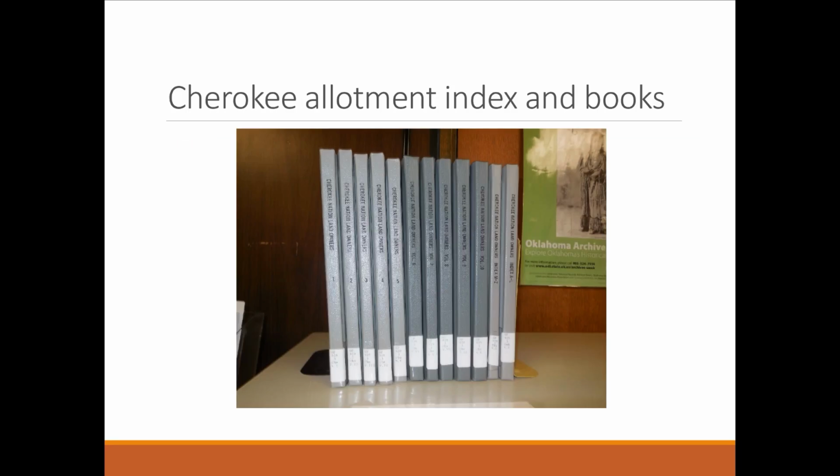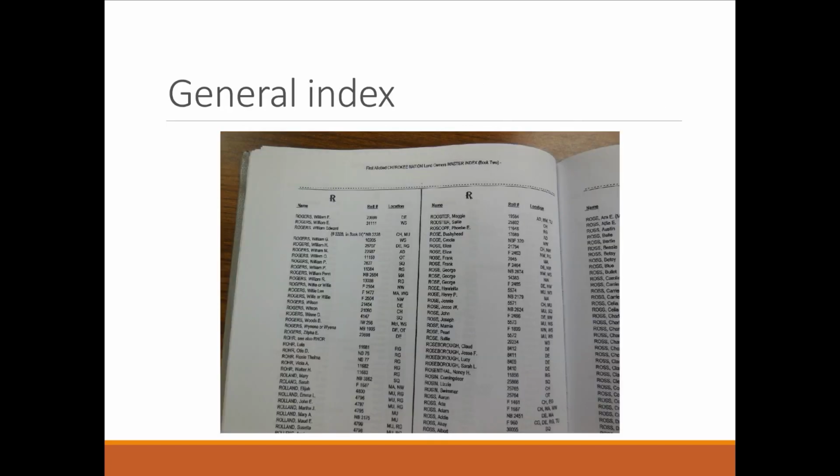So these, I'm going to use these because these are my favorite ones to use for Cherokee allotments. These were created by the Craig County Genealogical Society. And there's 10 books with the information in them. And then there's 2 indexes. I ordered these by contacting them through their site. It's unimaginable how many hours they spent creating these indexes. So I'm going to go to the general index and I'm going to look up Will Rogers and his father.